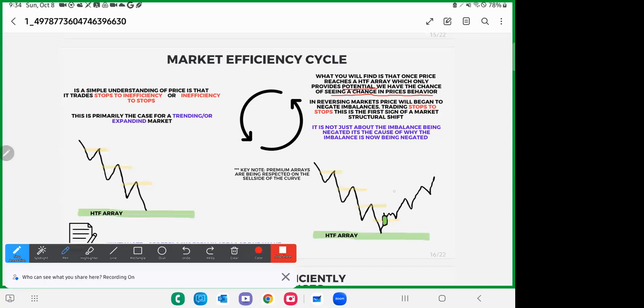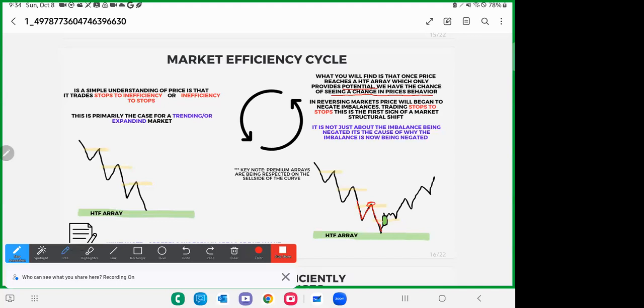So when we say market structural shift, we're not necessarily referring to this point in price. That's traditional market structure. We're not referring to that. Market structural shift is a holistic understanding. It means that price has met an area that provides potential, and I'm seeing a change in behavior. That's what market structural shift means for us. And when I say us, I'm speaking about IPDAX, which are you guys.